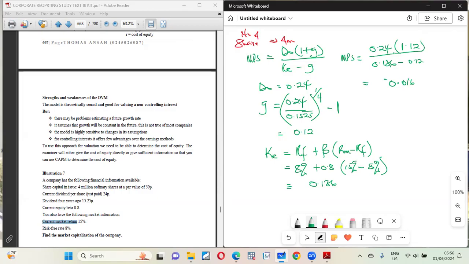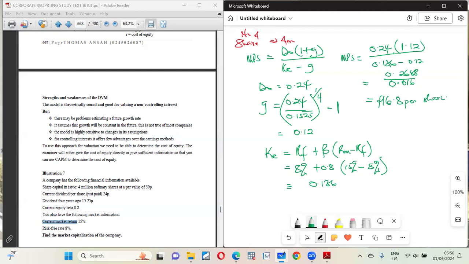Then the top one is what? You have 0.24 multiplied by 1.12. That gives you 0.2688. And therefore, your final answer should give you something like 16.8 cedis per share. 16.8 cedis per share. All right, that is the market price per share.